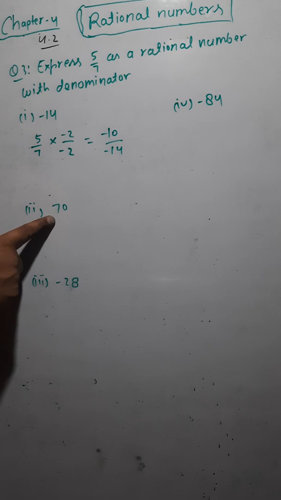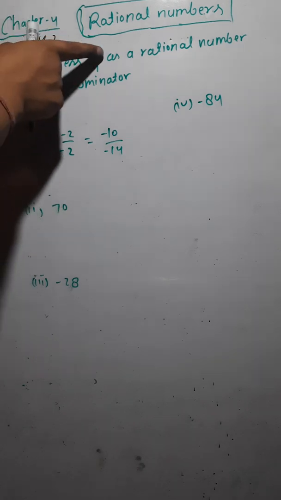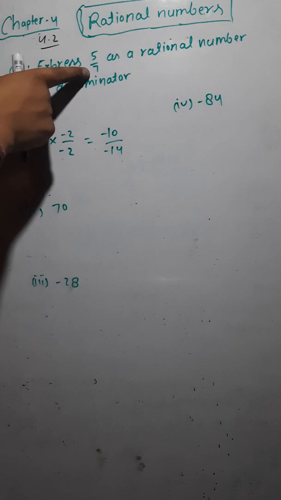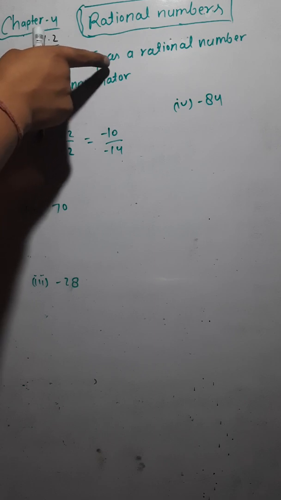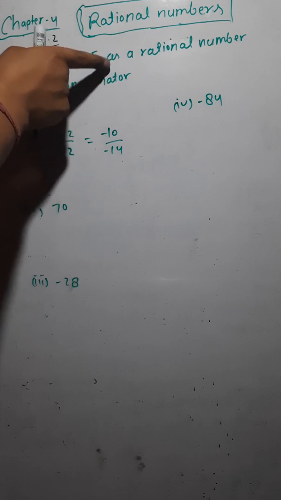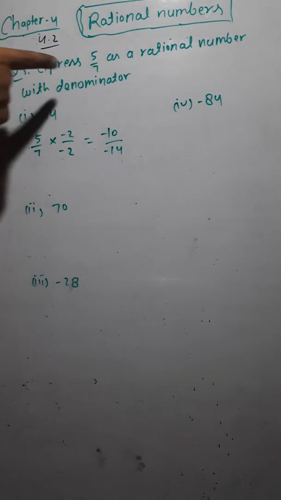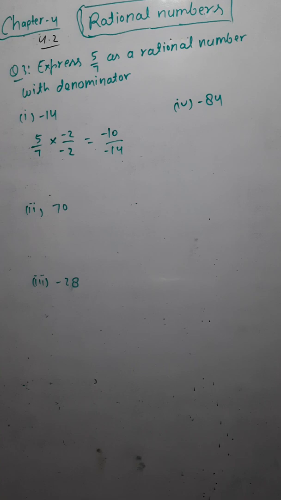How would you make this? If you are multiplying numerator and denominator by how much? 10 7s are 70, right? So it means you are multiplying this denominator by 10, and at the same time you would be multiplying the numerator also by 10. So the answer would be 10 5s are 50 by 70. Getting this or not? Very good.